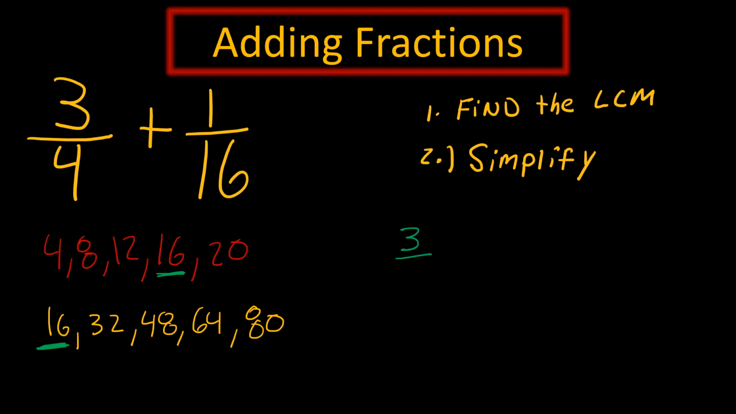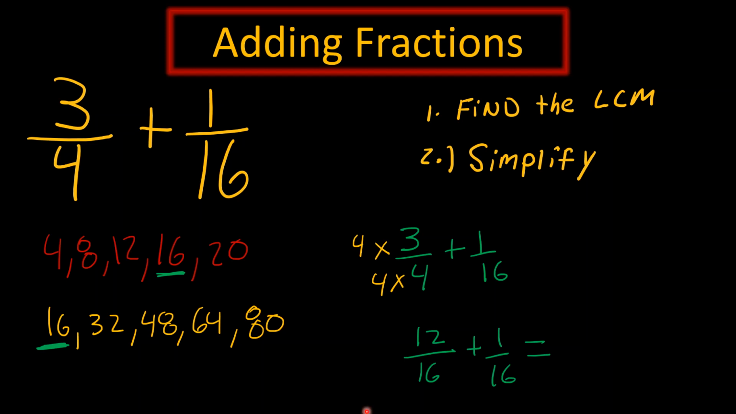We have 3/4 plus 1/16. In order to change the 4 to a 16, I have to multiply by 4. And if I multiply by 4 on the bottom, guess what I have to do on top? That's right, multiply by 4. So therefore, we can rewrite this as 12 over 16 plus 1 over 16.